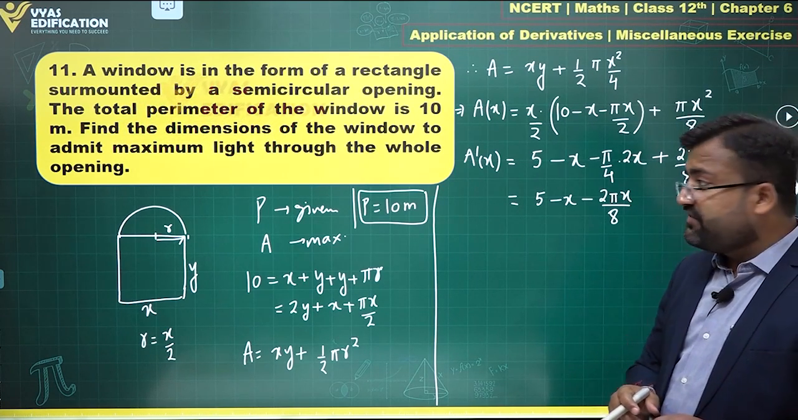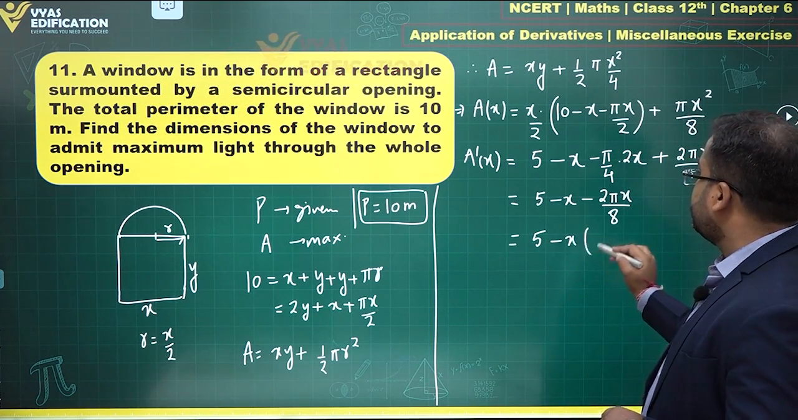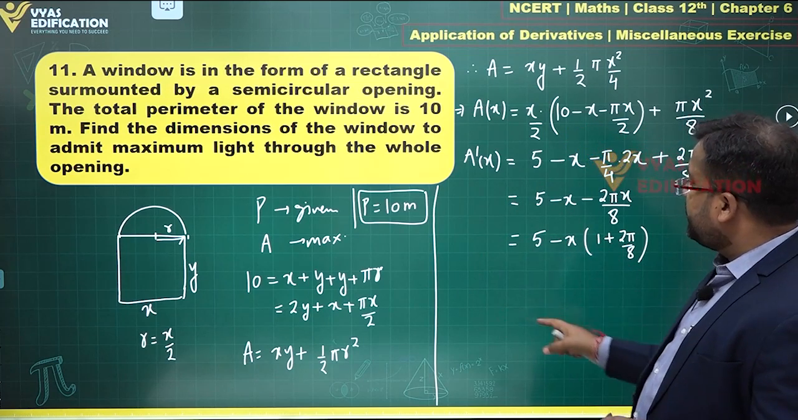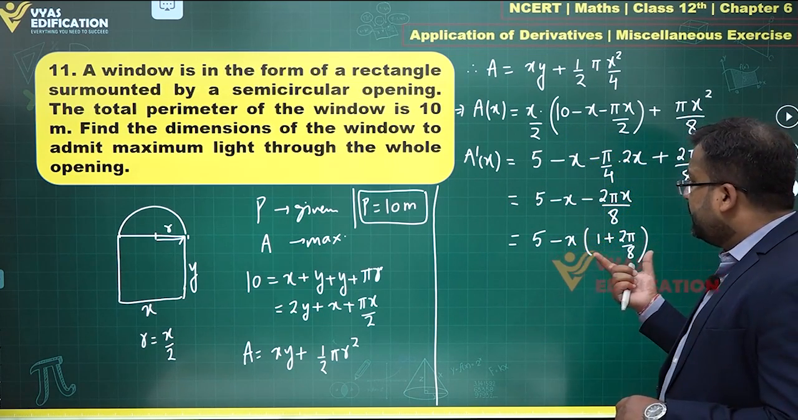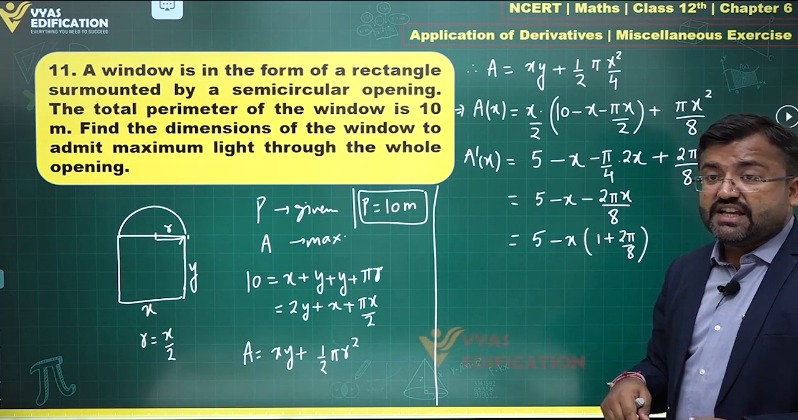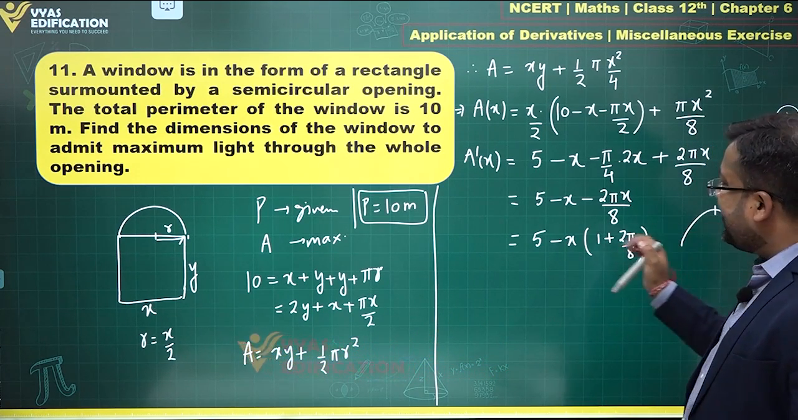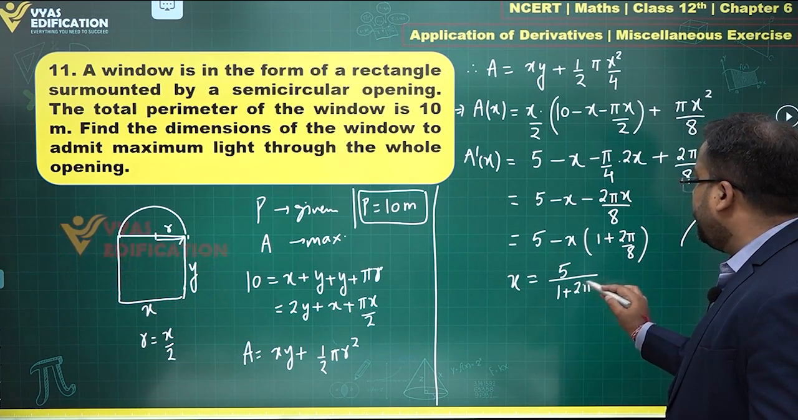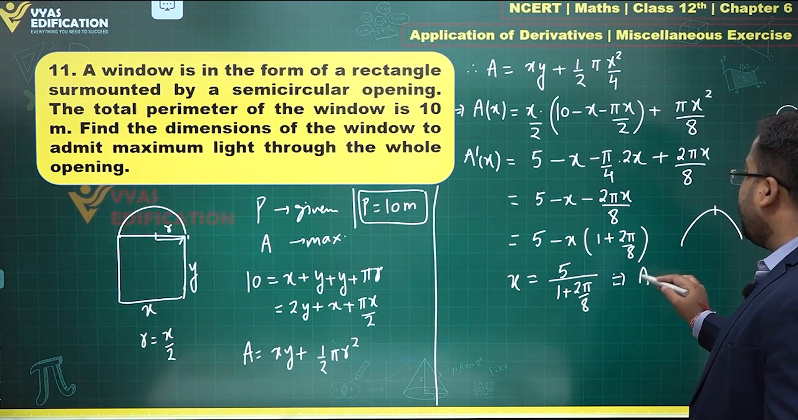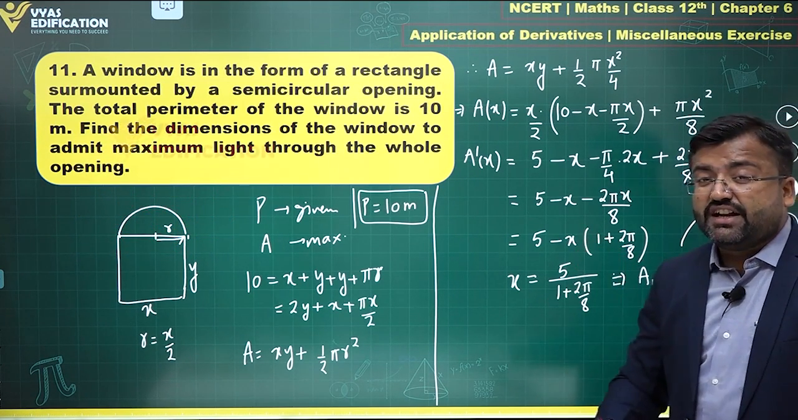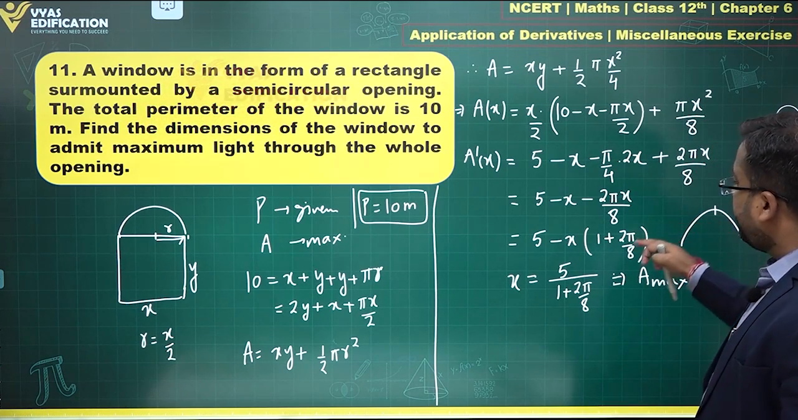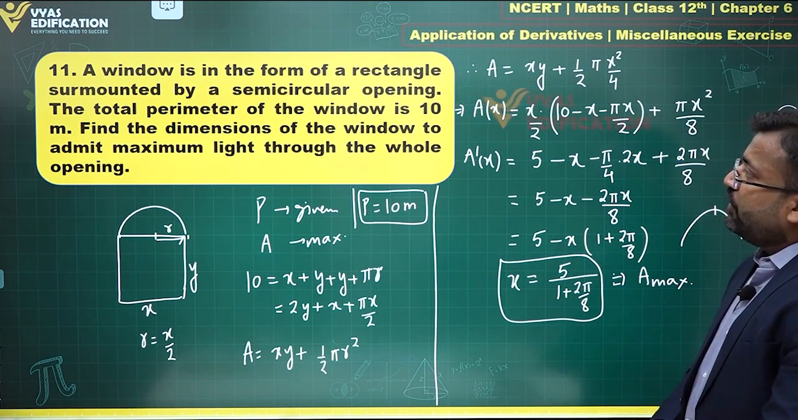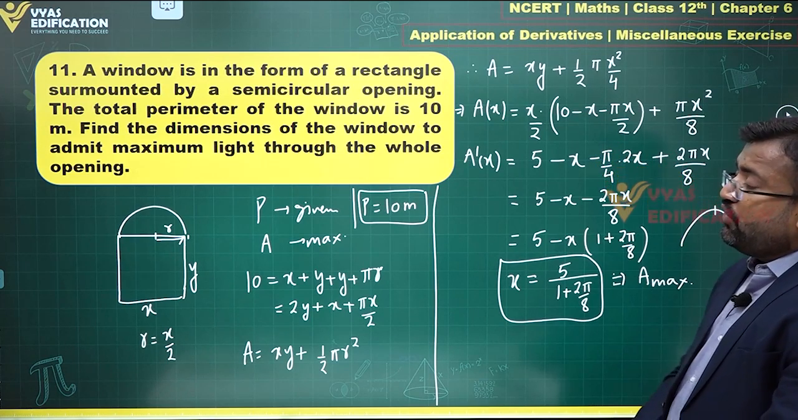Okay, can I find the value of x easily? Yes, this is 5 minus x times (1 plus 2 pi by 8) if I take x common. On double differentiation, you will observe that this becomes minus of (1 plus 2 pi by 8), which is negative. So this is the kind of shape that you'll get. And yes, if this is equal to 0, x equals 5 upon (1 plus 2 pi by 8). This implies a maximum, right? Single derivative equal to 0 is the critical point. At the critical point, you are getting a maximum. So area is maximum for x equals this. Find the dimensions of the window to admit maximum light through the whole opening.